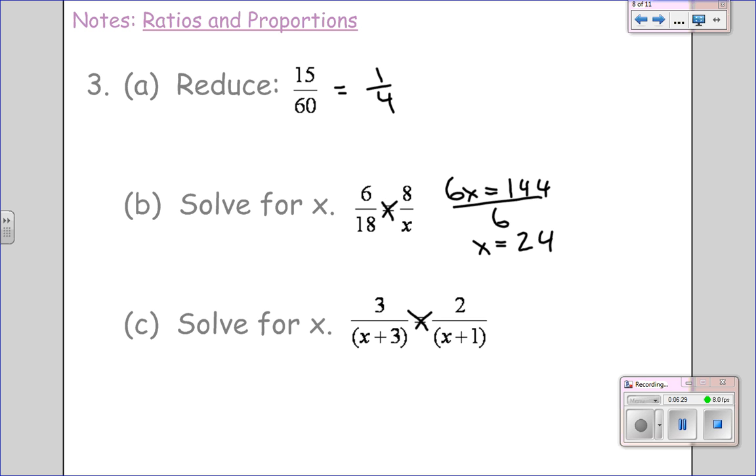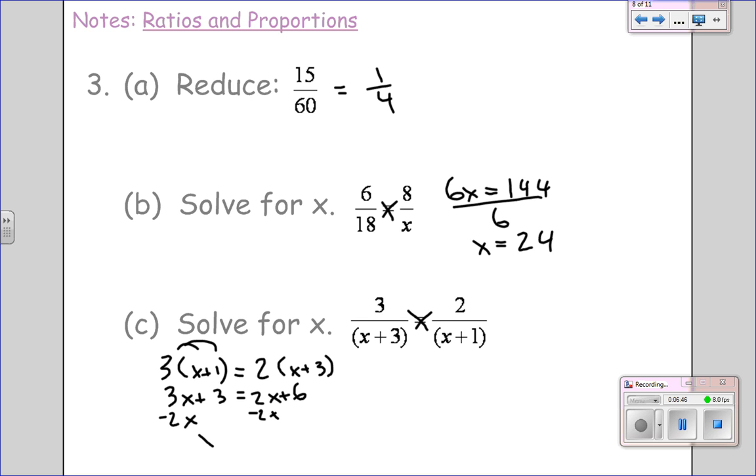Now we're going to cross multiply here as well for letter C. So 3 parentheses x plus 1 equals 2 parentheses x plus 3. Let's distribute now. 3x plus 3 equals 2x plus 6. Subtract the 2x from both sides. So x plus 3 equals 6. And subtract the 3 from both sides, so you get x equals positive 3. Plug it in to check. 3 plus 3 is 6. 3 over 6. Does that equal 2 over 4? Yes, it does.